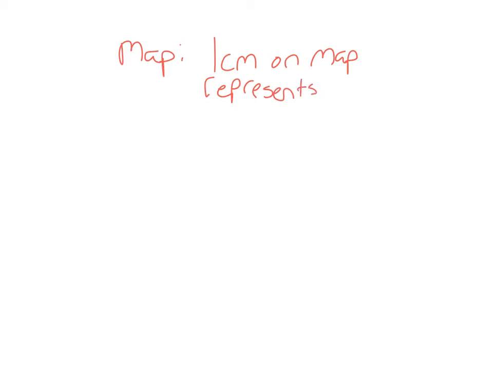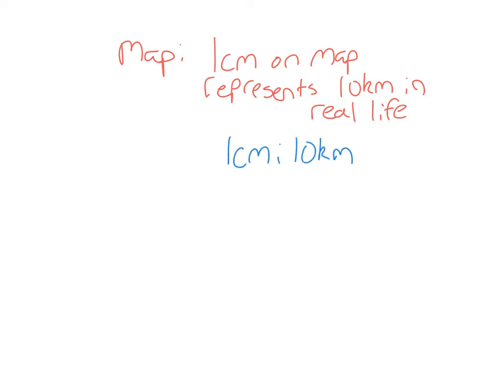So for example, you might have a map such that 1 centimeter on the map represents, let's say, 10 kilometers in real life. So the way we want to conceptualize this is with a ratio. So we have 1 centimeter to 10 kilometers. Now, to write a ratio, though, the units need to be the same. So I'm going to change kilometers into centimeters.